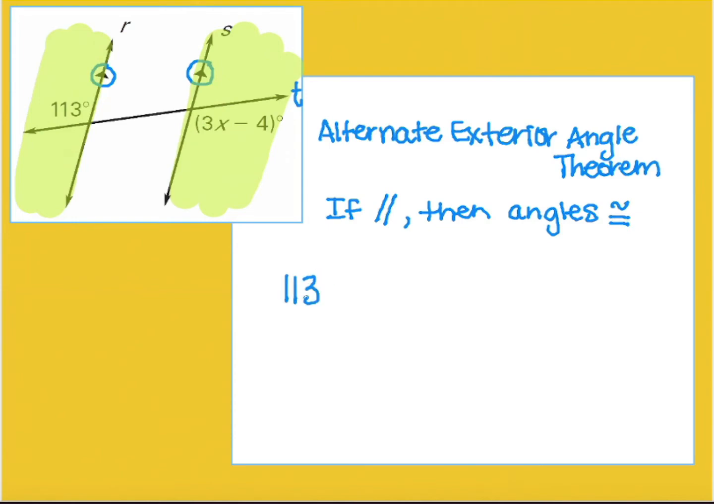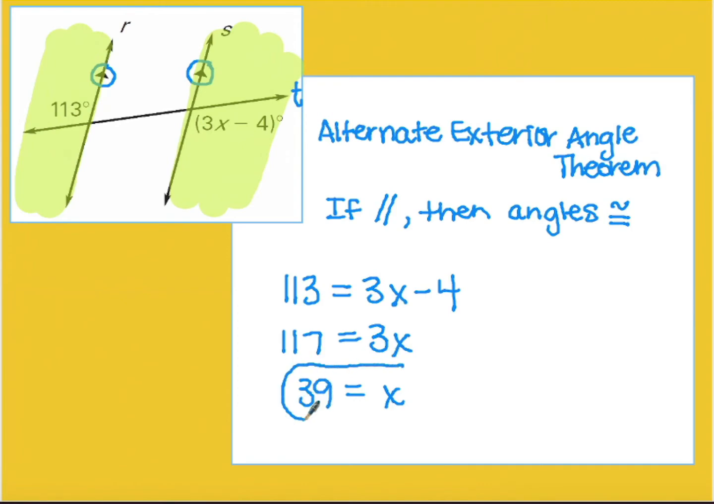So the 113 has to be equal to the 3x minus 4. We'll solve that up. And I get x equals 39. Remember, I always like you to check that back in the picture, so if I plug in a 39, that's a good sign because those two are congruent to one another.